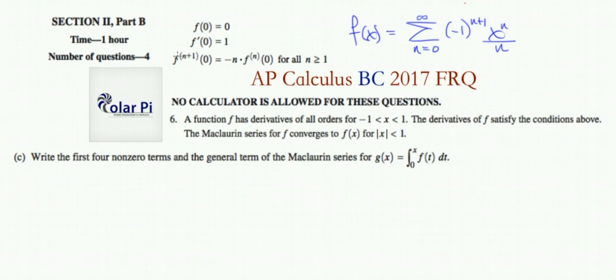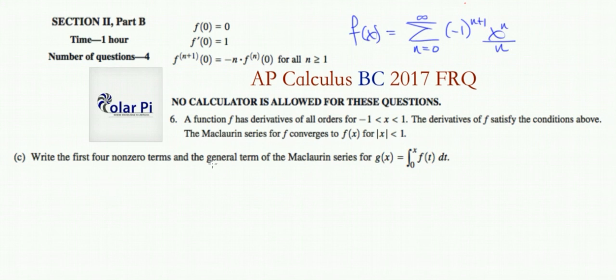Part C here, and what we have to do in this part is find the first four non-zero terms and the general term for the Maclaurin series of the function g, where g is defined as the integral from 0 to x of f of t dt. Now focus on this because f of t is the same function as f of x, which we found to equal this, except instead of x here and x there, we'll use a t. Right? That's what f of t is.